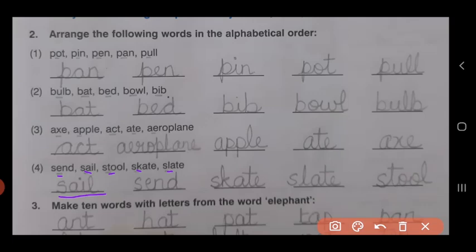Next comes E. So my second word is send. Third comes K, so my third word will be skate. Fourth alphabet L. So my fourth word will be slate. And the fifth and last letter will be T. So my last word will be stool. So children, this is the way you arrange words in alphabetical order. When the first letter is the same, always look at the second letter and then arrange the words.